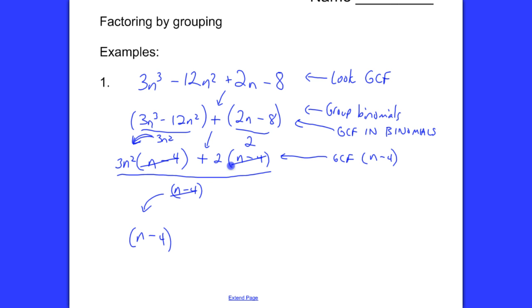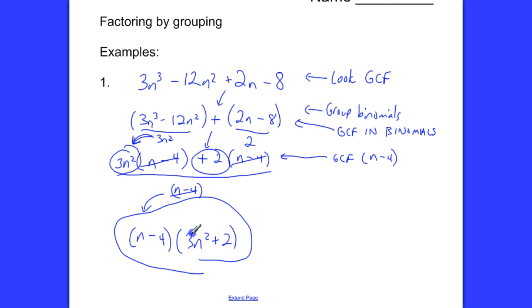It also canceled out that one. Remember how that works? And then we're left over with 3n squared plus 2. So n minus 4 times 3n squared plus 2. And that's it. Neither of those binomials will factor. You want to check to make sure they don't, but that's the answer. If we multiplied that all back, we could produce that particular polynomial for us.